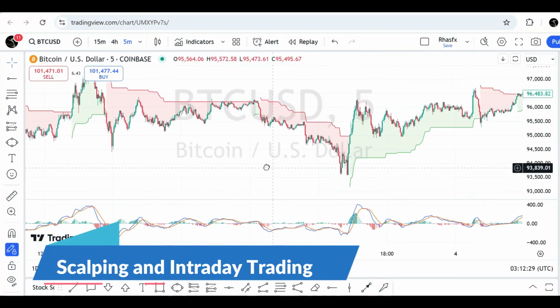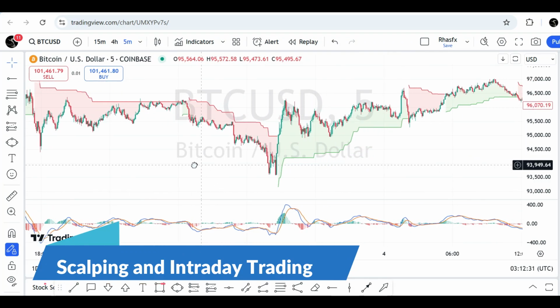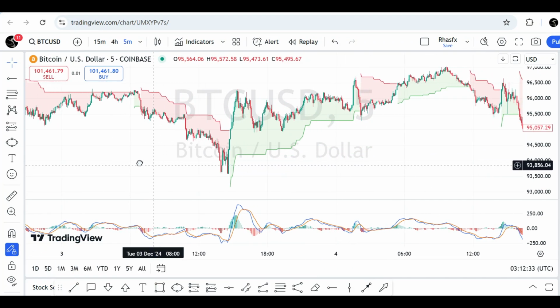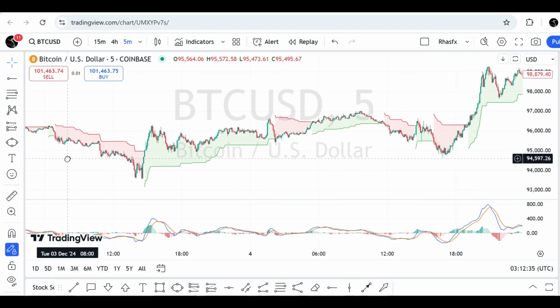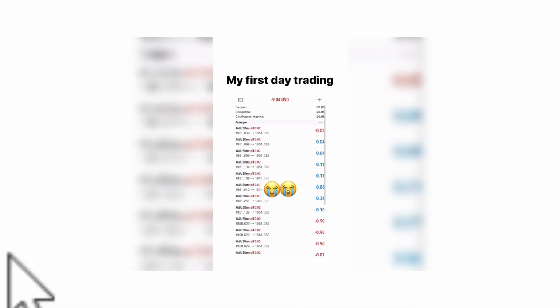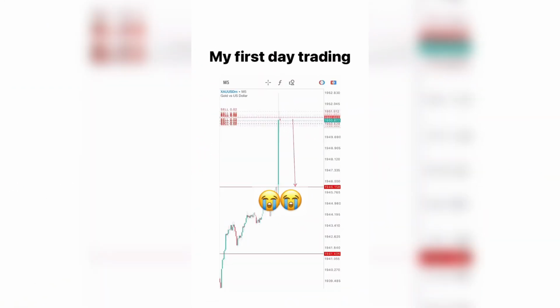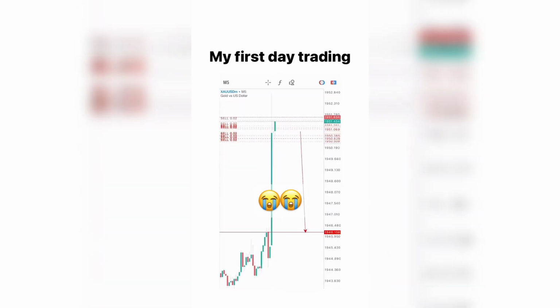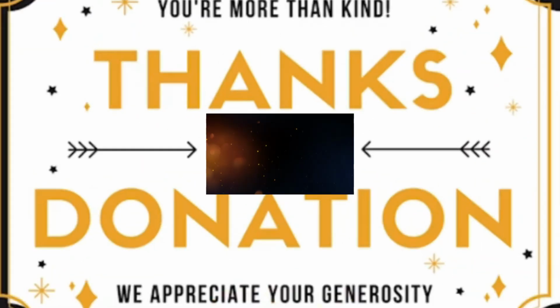Scalping and intraday trading. The indicator is particularly popular among intraday traders who need quick trend identification and actionable signals in short time frames. Multi-market versatility: suitable for trading various asset classes like stocks, forex, commodities, and cryptocurrencies.